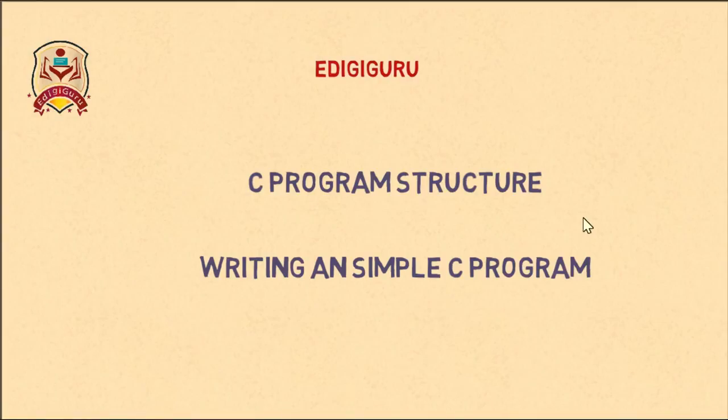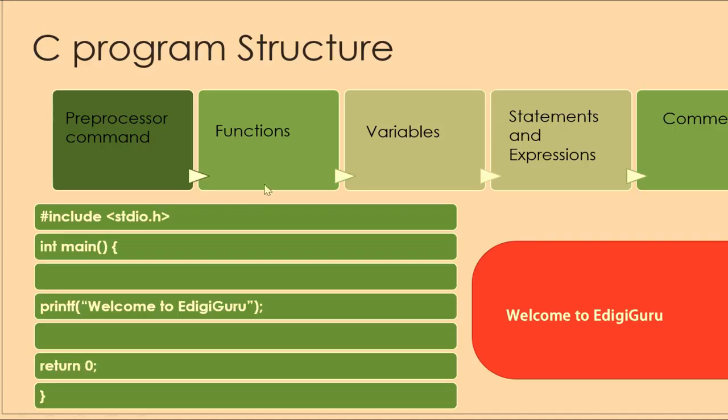Structure means we will see the basic components, what exactly we will need inside the C programs, with an example program, right? So this is basically the C program structure. It illustrates the C program structure. These are the basic components which we will need inside the C programs.